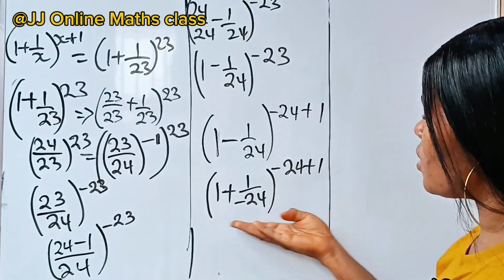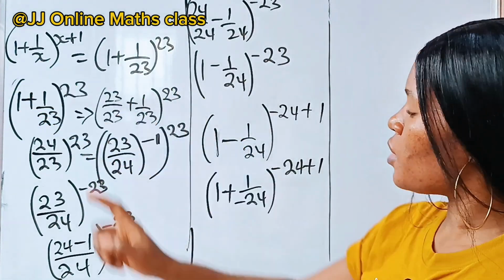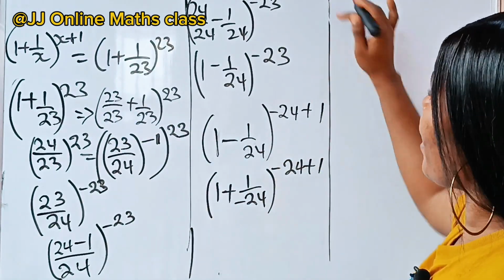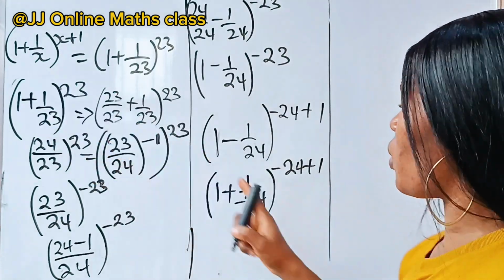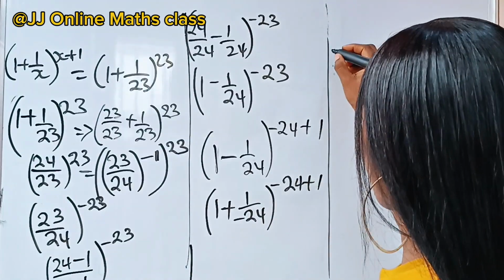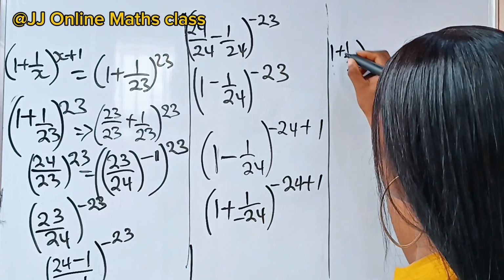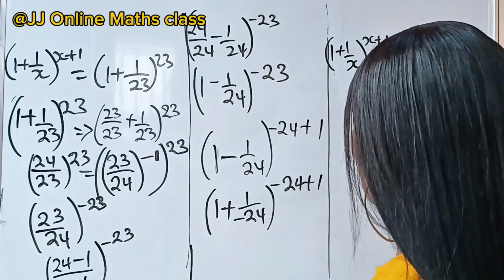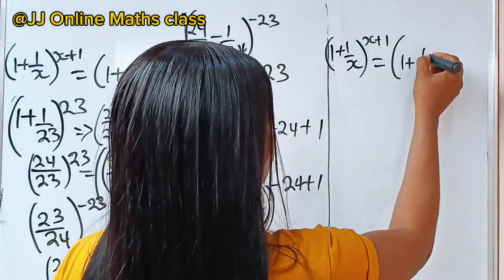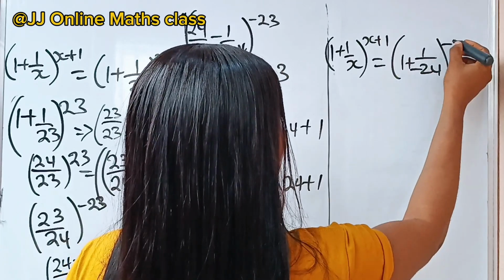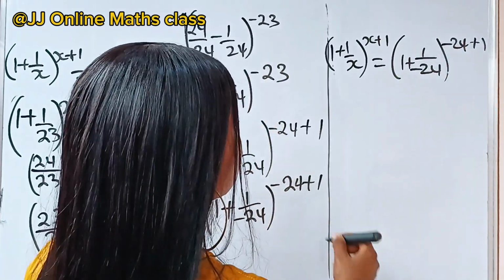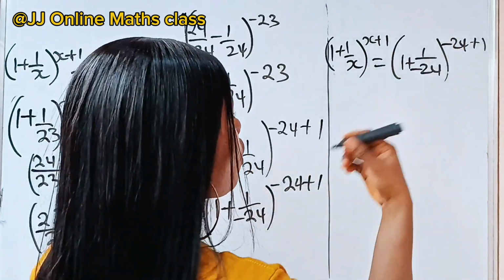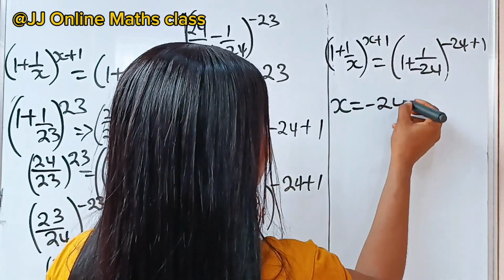Jackpot. Look at this and look at what we have here. They look the same. So let's compare. By comparison, 1 plus 1 over x raised to the power of x plus 1 is equal to 1 plus 1 over minus 24 raised to the power of minus 24 plus 1. So by comparison, our x is equal to minus 24. So we can write that our x is equal to minus 24.